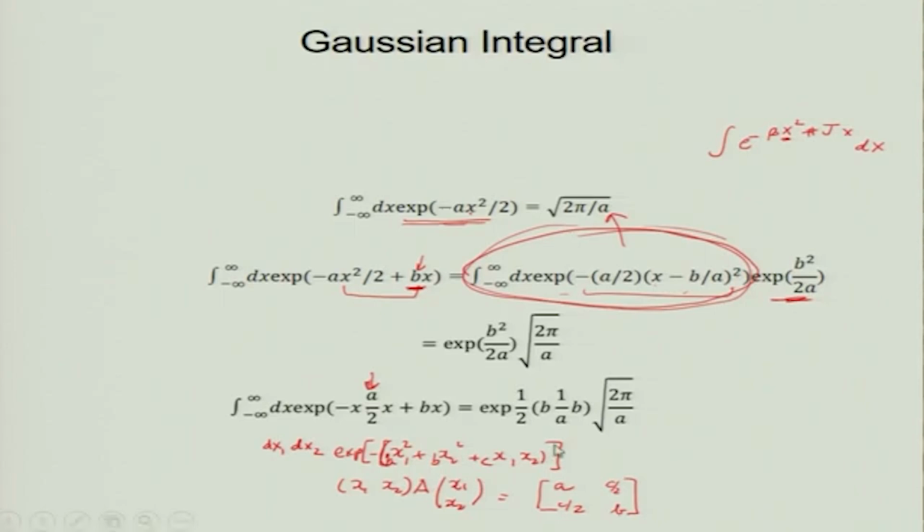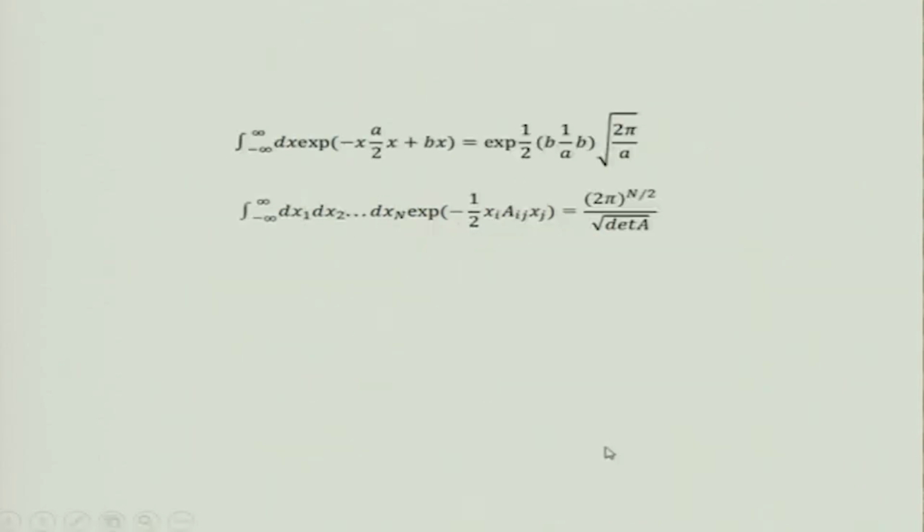Now, if there is a matrix, then how do I compute this integral? That is the next slide. So we write this in terms of a matrix: x_i A_ij x_j. I showed you for 2 by 2, but we can do it in general. Now, this is proven. We can look at a standard probability theory book. This Gaussian is a very important probability distribution. Why is the Gaussian important?